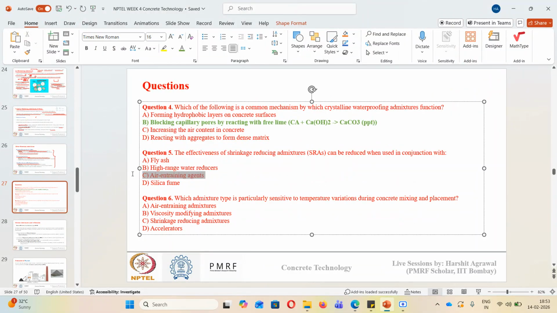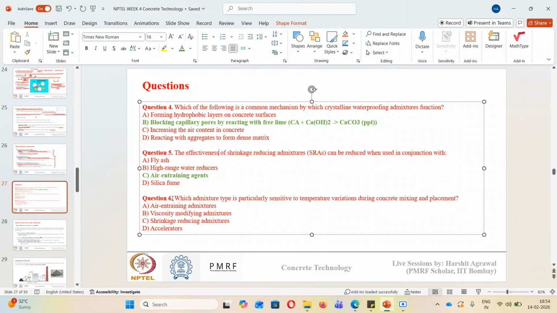The correct answer is C, air entraining agents. When we add air entraining admixtures to concrete, we are increasing the air voids inside concrete. In fresh state, these air voids are occupied by water. Over time, what will happen? If I am adding shrinkage reducing admixtures also, it will reduce the ability of concrete to create these air voids. In this way, both shrinkage reducing admixtures and air entraining admixtures will compromise each other's working ability and effectiveness.